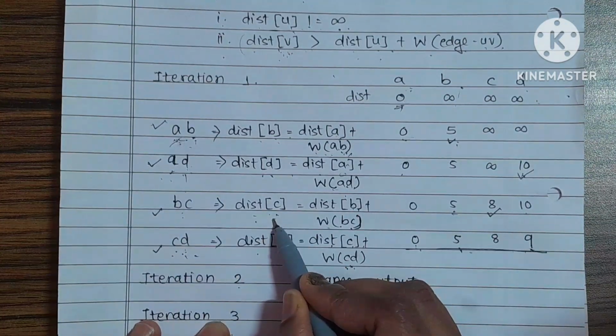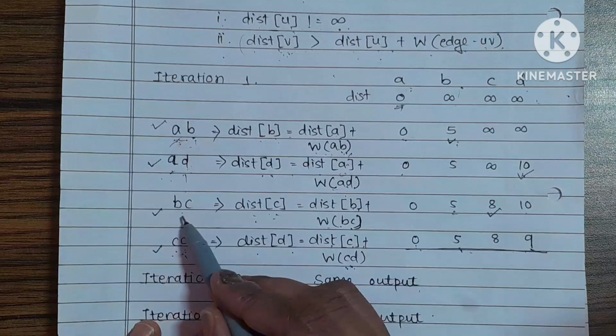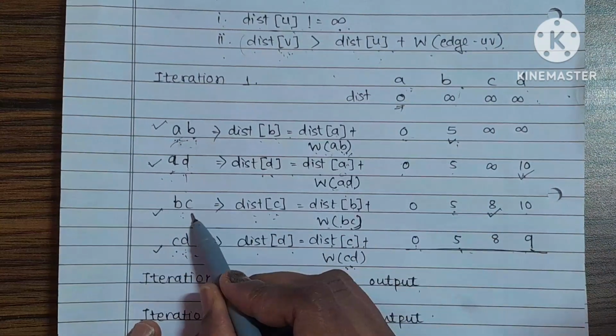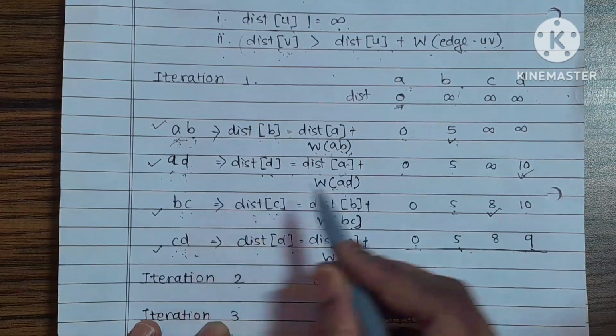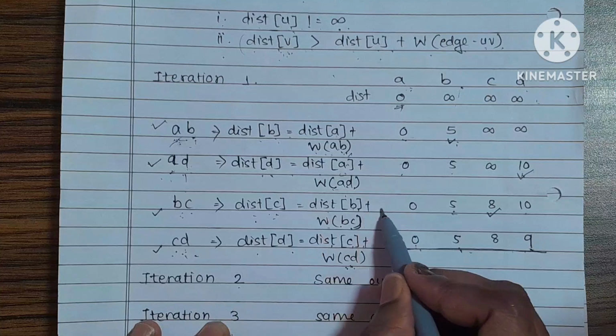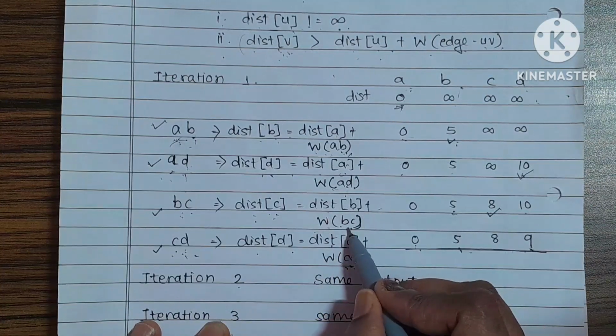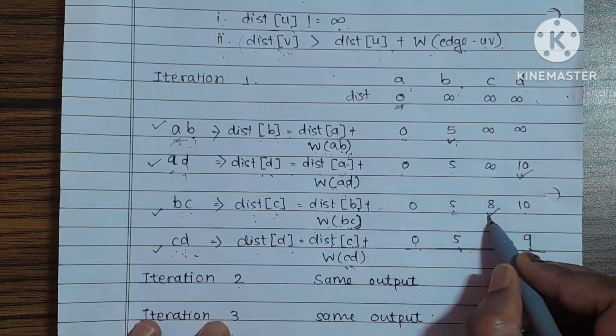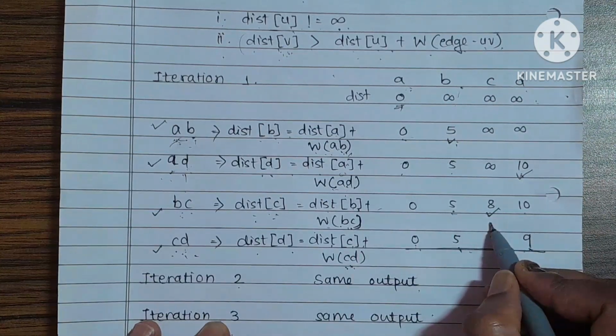With the BC edge, since the distance of B is not infinity, we are allowed to make a change or update the distance of C. Distance of C becomes distance of B plus weight of BC. So 5 plus BC is 3, so 5 plus 3 is 8. So that's how the distance of C has been changed.